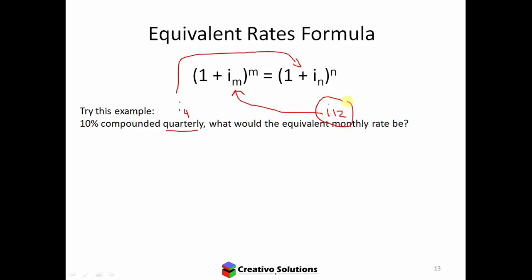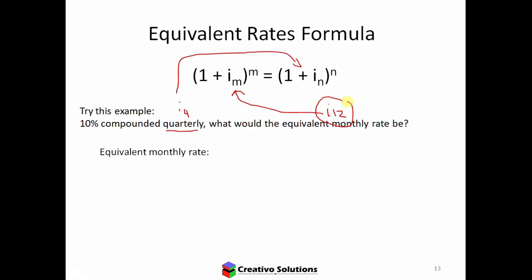Right, so before showing the solution, what I would suggest you do, if you are watching this video, is please pause the video here, write down the equation (1 + Im)^m = (1 + In)^n, and then substitute your I12 and substitute your I4, and then see if you can calculate using arithmetic what the actual I12 is going to be before you watch the rest of this video. So pause the video here, do the question, and then come back and look at the solution.